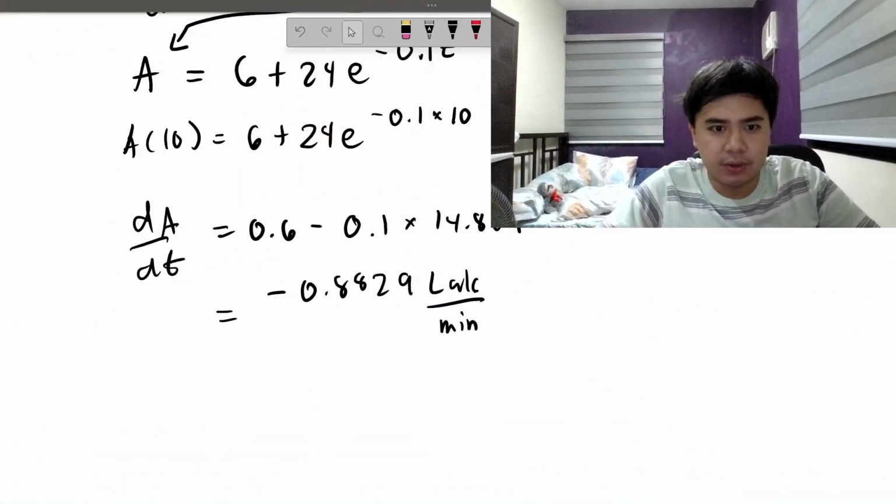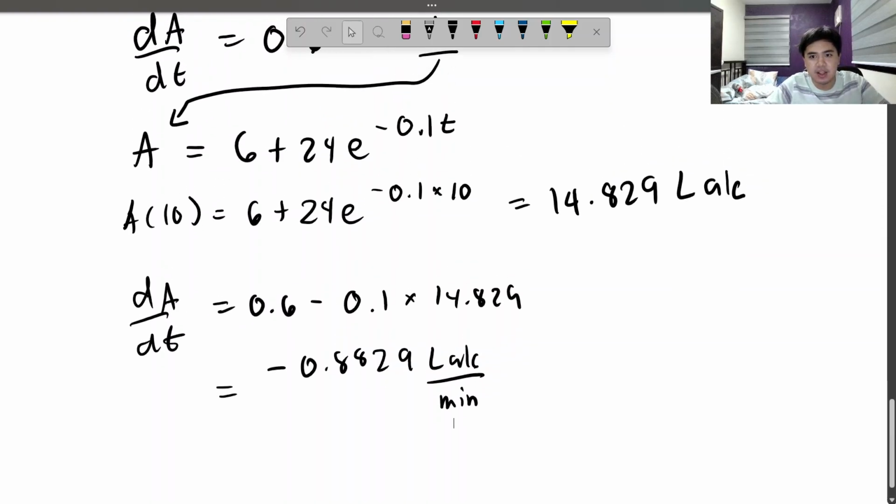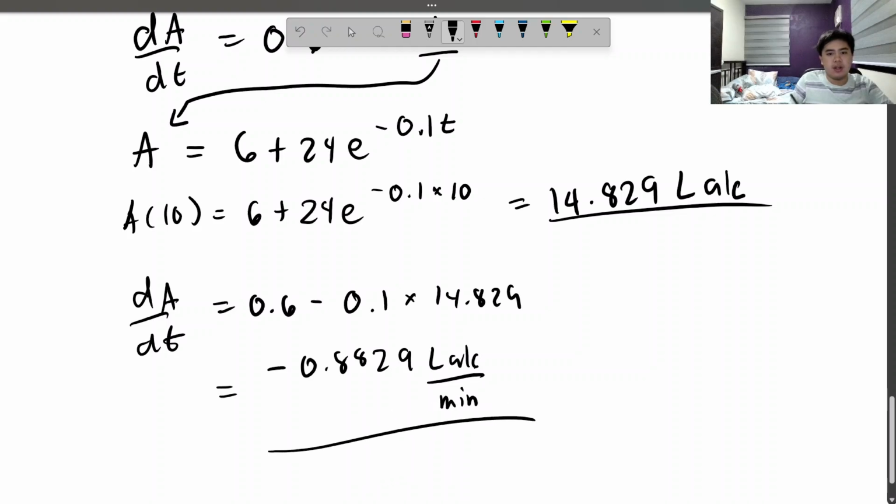Now, we can have another query about this. Oh, I forgot to show you the entire thing. Let me just, there we go. So there's the answer. I forgot to show you through the calculator, but there you go. A of 10 is 14.829 liters alcohol, and the change in alcohol is negative 0.8829 liters alcohol per minute.